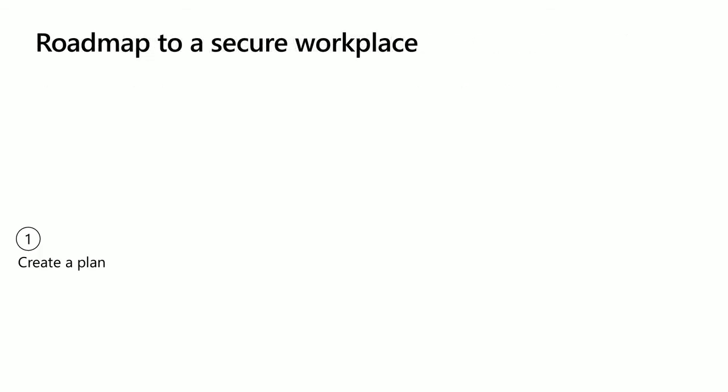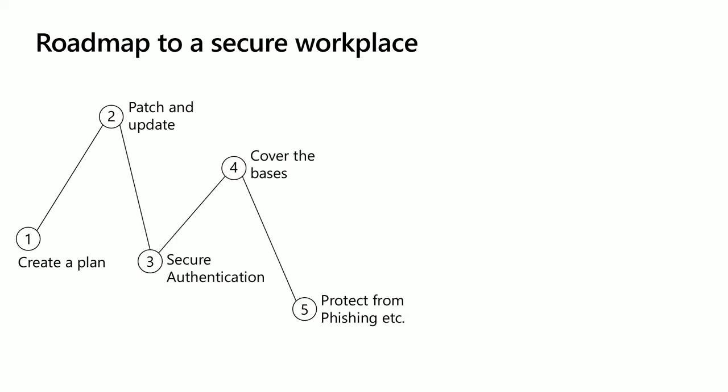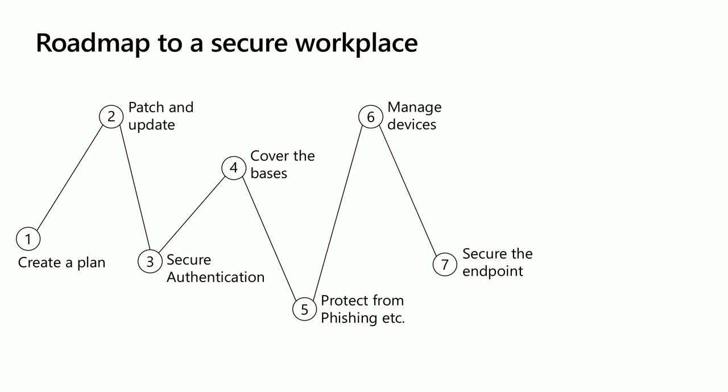So just to recap: create a plan, patch and update, secure the authentication, cover your bases, protect from phishing, Office ATP. Manage the devices, or at least control what you're doing with them, or get visibility into them. Endpoint detection and response, on mobile even, right? It's not just Windows. It could be any other device as well. We've got Defender ATP for Mac. Look out on mobile devices, that integrates natively with Intune. You can do an end-to-end solution, right? It can be an integrated solution.